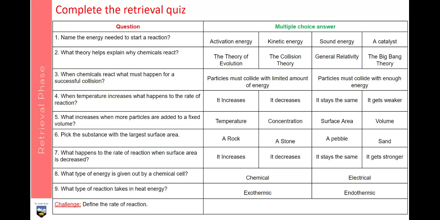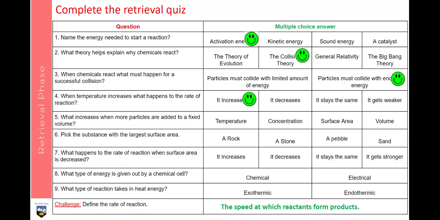Okay, so the energy needed to start a reaction is known as the activation energy. The collision theory is what we learnt about last lesson in terms of chemical reactions. In order for a chemical reaction to take place, particles must collide with enough energy. When temperature increases, what happens to the rate of reaction? Well, the rate of reaction would also increase.